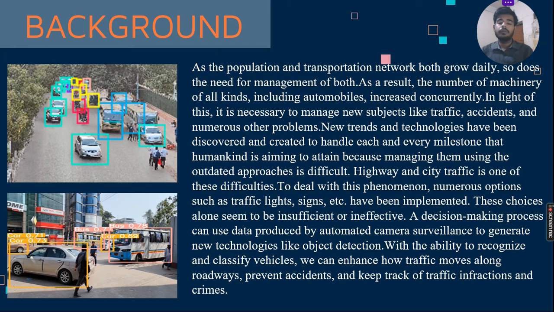To deal with this phenomenon, numerous options such as traffic lights, signs, etc. have been implemented. These choices alone seem to be insufficient or ineffective. A decision-making process can use data produced by automated camera surveillance to generate new technologies like object detection. With the ability to recognize and classify vehicles, we can enhance how traffic moves along roadways, prevent accidents, and keep track of traffic infractions and crimes.